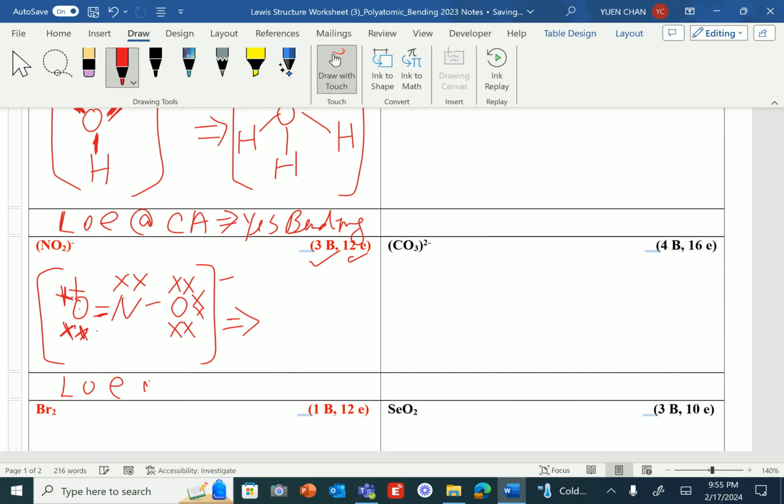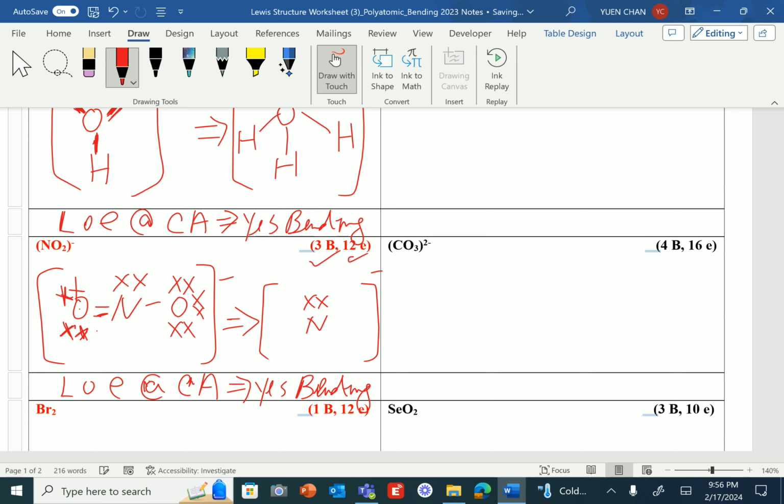I don't know why it's not sensitive around CA. So that would be yes bending. It's yes bending. Okay. Now because you need to bend, so again we want to keep the we're going to put the bracket and the charge outside, and we want to keep the central no change.